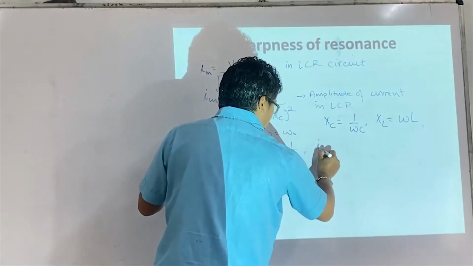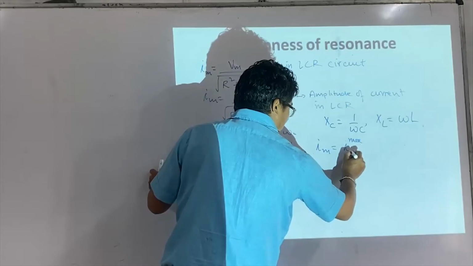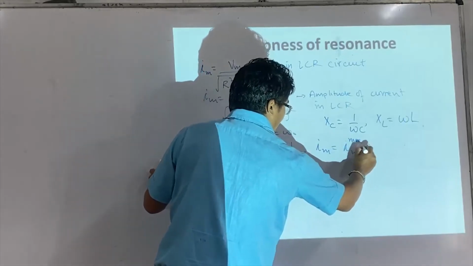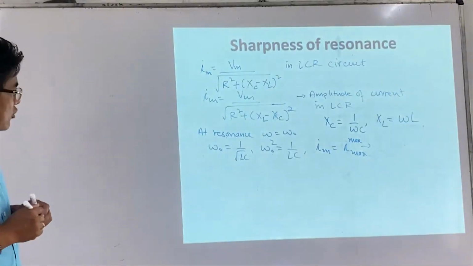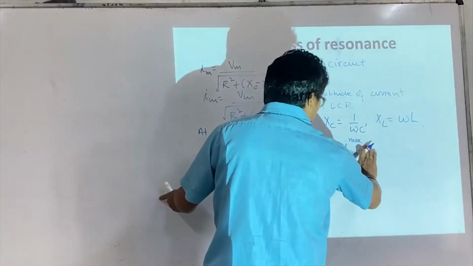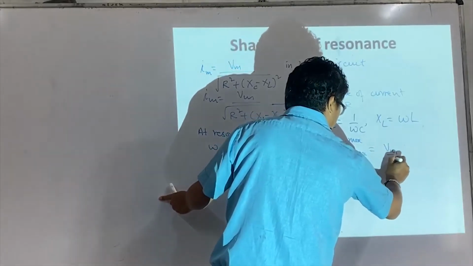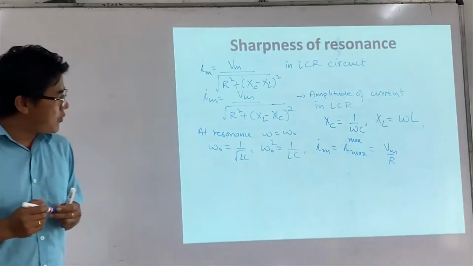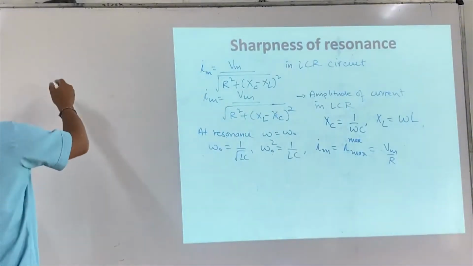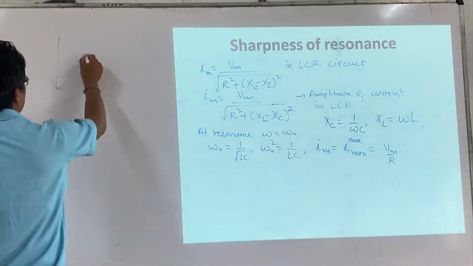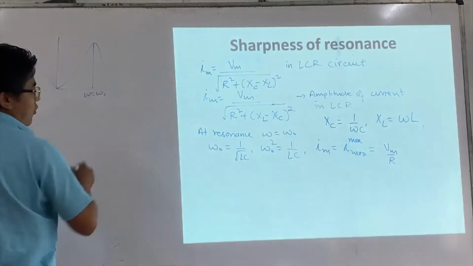Then the amplitude of current is going to be the maximum amplitude of current, which is equal to Vm by R. This is what we have at the peak, at omega equal to omega naught.